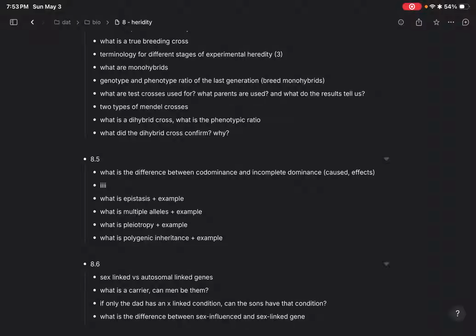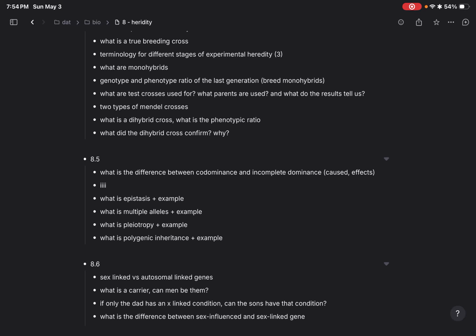What are multiple alleles? You could have more than two alleles, so it could have blue eye color, red eye color, brown eye color. What is pleiotropy? That's when a single gene will control multiple traits. An example of this is in a plant, where a single gene will control multiple phenotypic traits, so plant height, plant color, and plant texture.